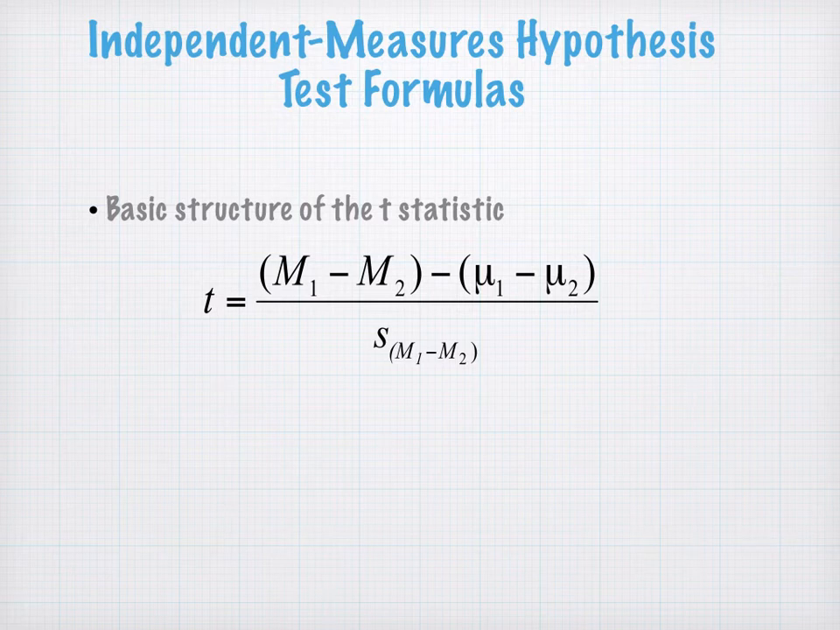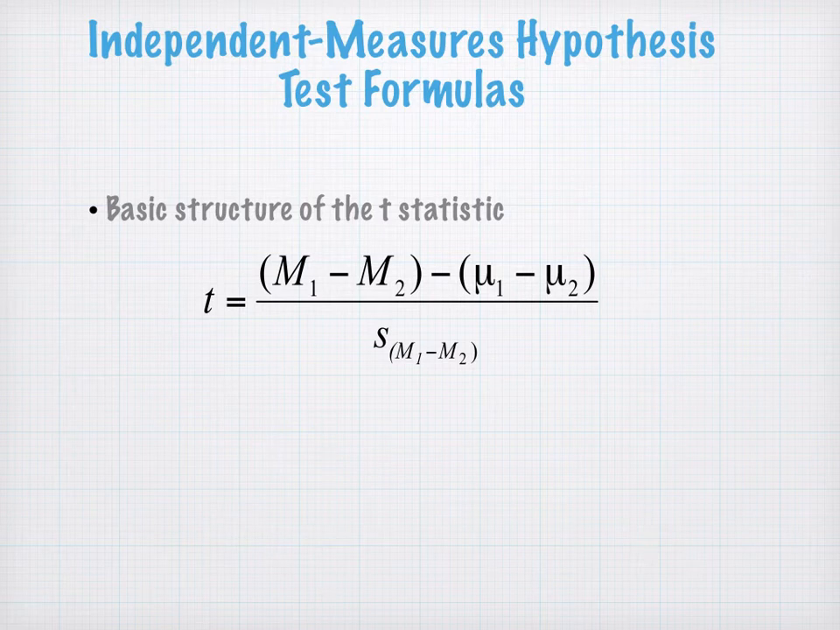I don't know what the mean of population 1 and the mean of population 2 is. But I do know that if my null hypothesis is true, there's no difference between them. And if there's no difference between them, I can take that mu1 minus mu2 and just make that value 0. So essentially what I have is the mean of 1 minus the mean of 2, and then I subtract 0 from that.